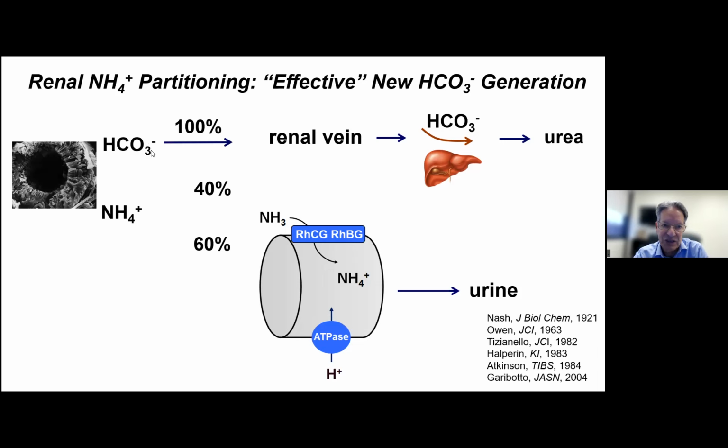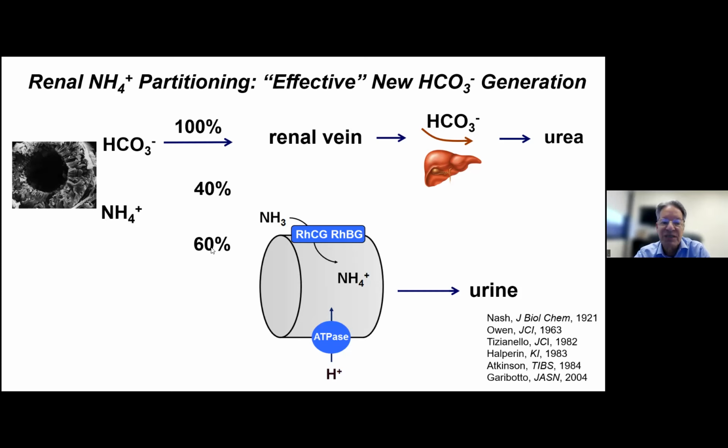Not only can it generate bicarbonate to different extents. For instance, when you have a lactic acidosis, there's a ton more bicarbonate generation than just the 50–60 milliequivalents that you normally do on your regular diet. But it also modulates the partitioning of ammonia. So normally 60% of the ammonia goes ultimately into the collecting duct lumen, and you end up peeing that out in the toilet.